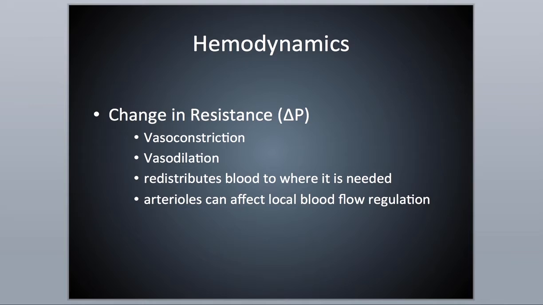So we have this change in resistance, and how we redistribute the blood is going to be based on vasoconstriction and vasodilation, either constricting the blood vessels or dilating the blood vessels. So that's where we're going to redistribute them. And in fact, arterioles are going to help affect the local blood flow changes in certain areas to redirect the blood, either basically cutting off as much blood flow to some areas while opening up to allow more blood flow to other areas.